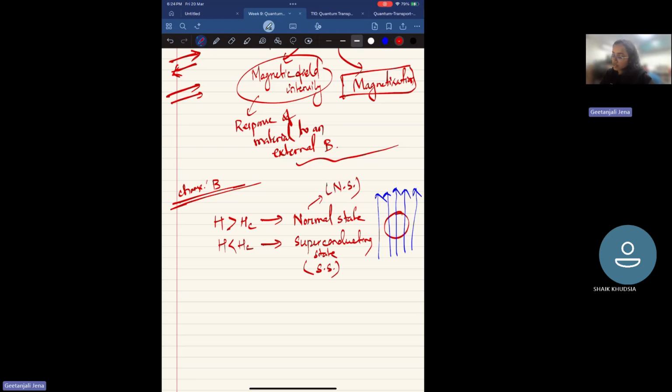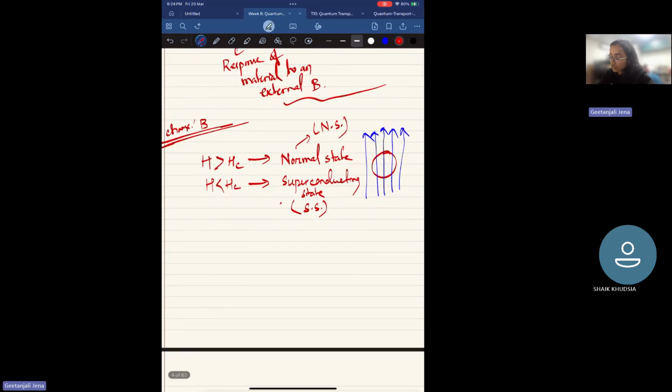Okay. So for this superconducting state, if we put it, then the magnetic field won't be able to penetrate. It will curve around this superconducting state.